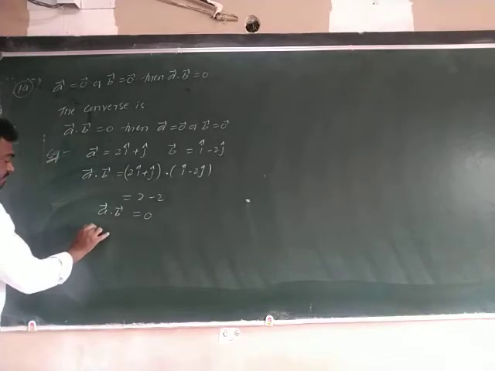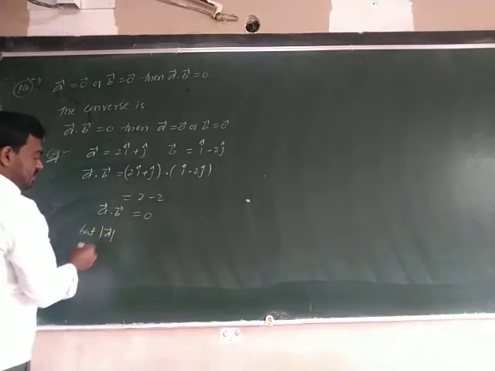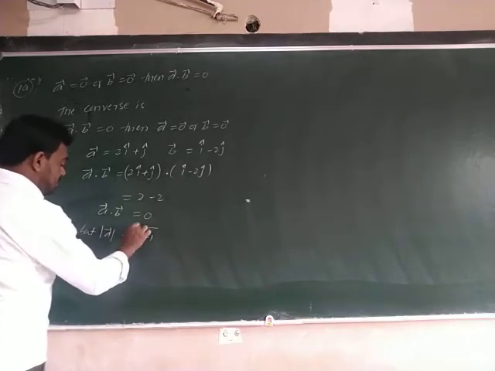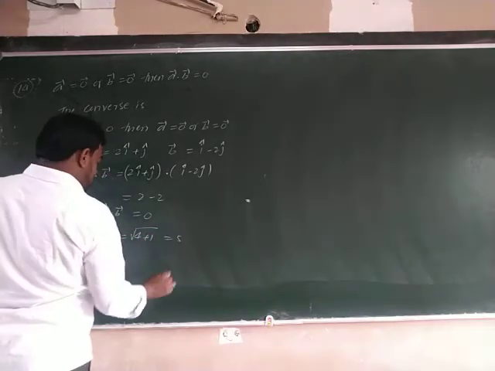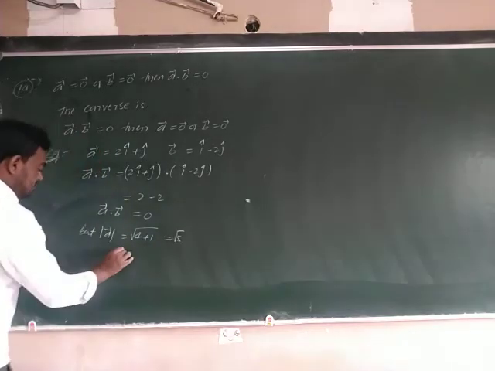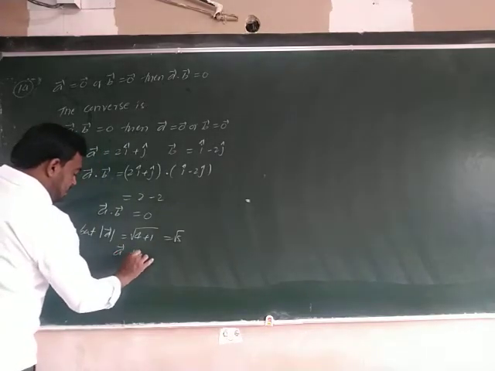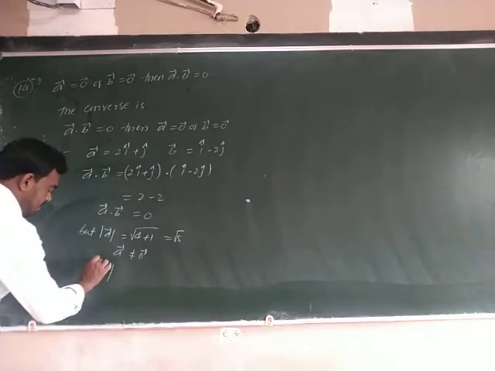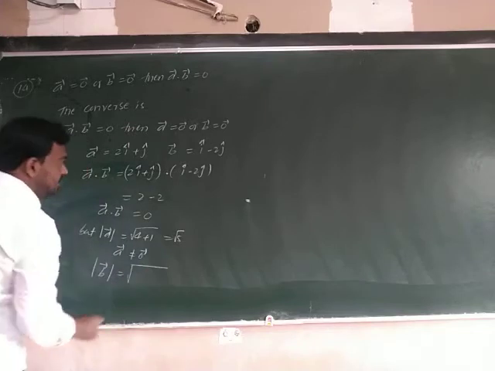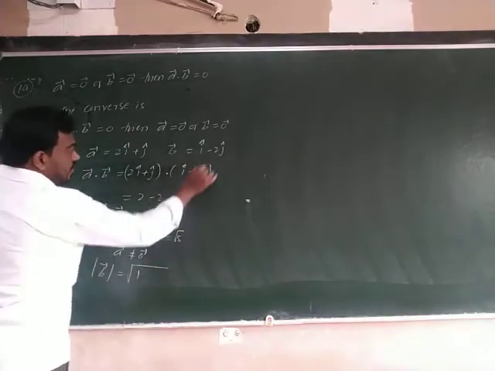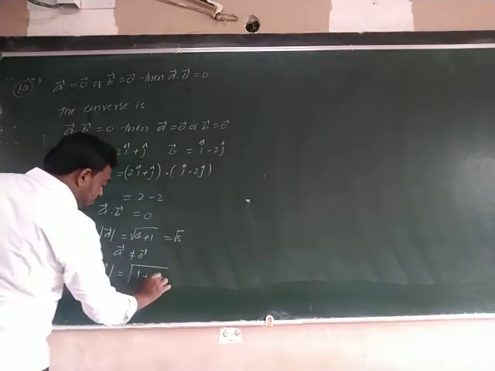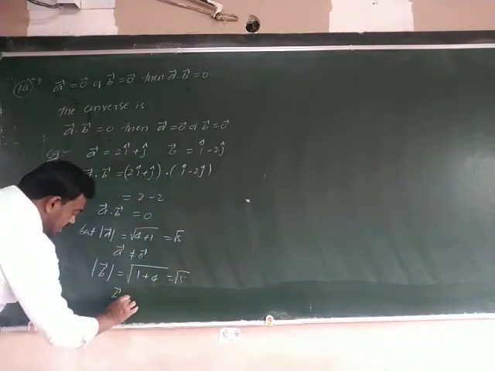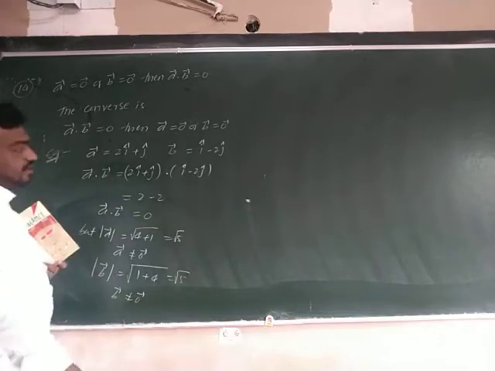But here, the magnitude of vector a is equal to the square root of 2 squared, 4, plus 1, so that is root 5. That is, vector a is not equal to the zero vector. And the magnitude of vector b is equal to the square root of 1 squared, 1, plus minus 2 whole squared, 4. 1 plus 4 is root 5. So vector b is also not equal to the null vector.